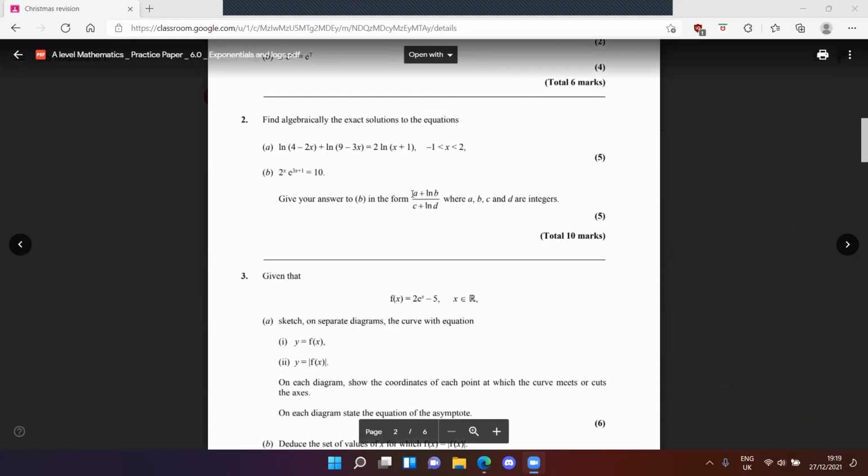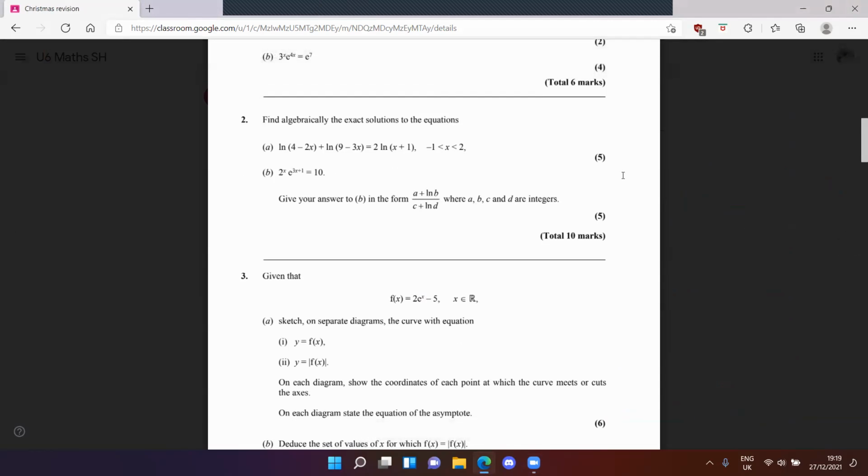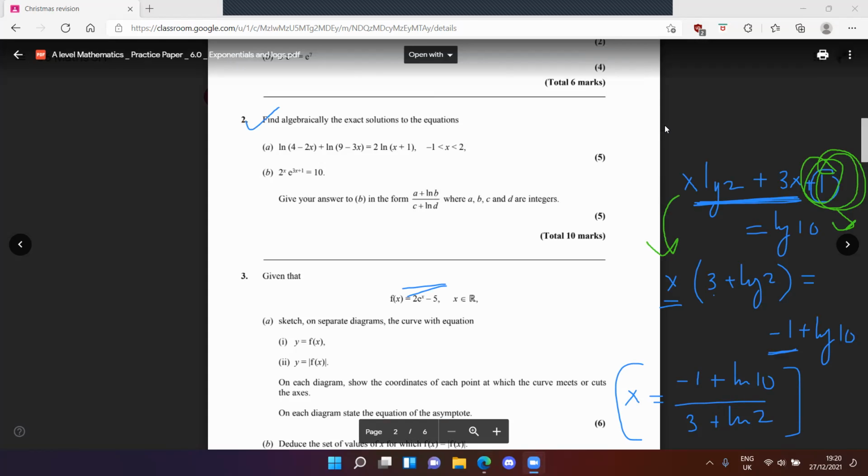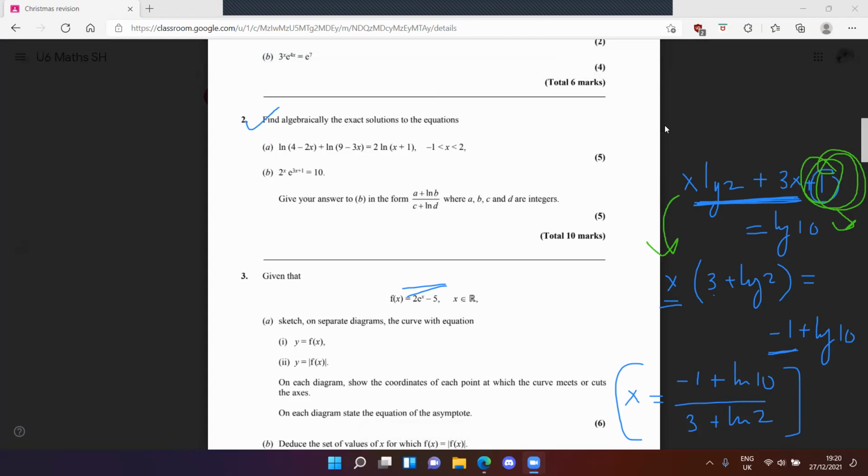Oh, wow. So then it asks it in that form. I did not use a calculator because you have to write your answer in this form. That's fine. So log 10 minus 1 over log 2 plus 3. So it uses ln here, but we're using log. Is that the same thing?